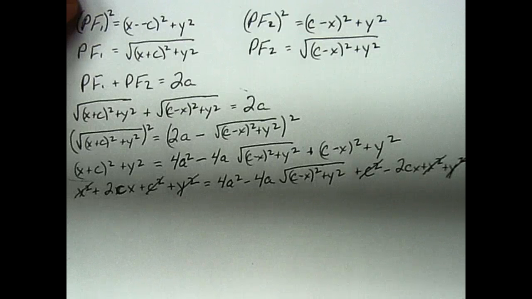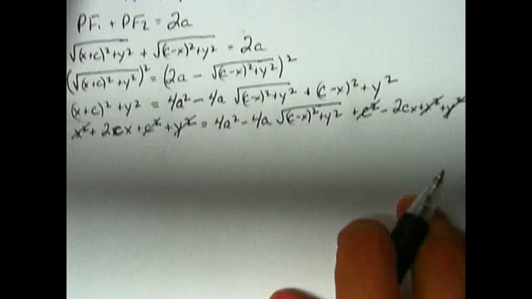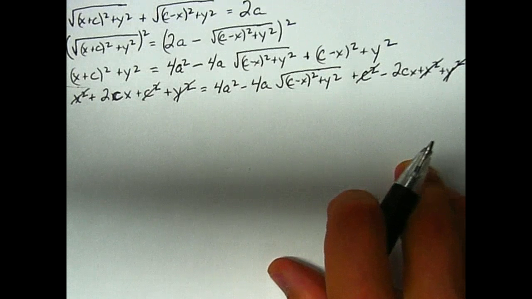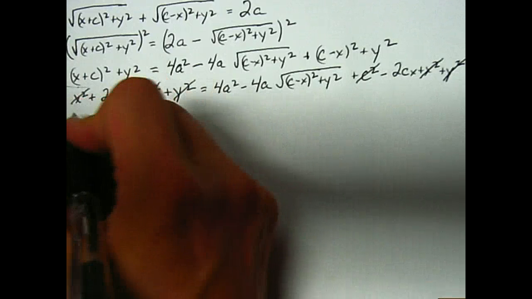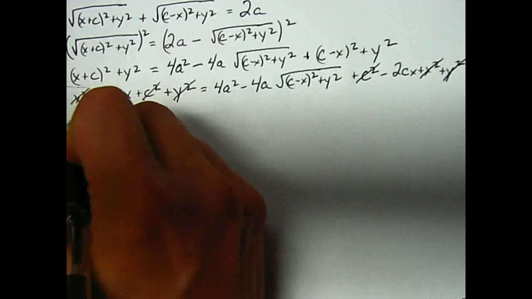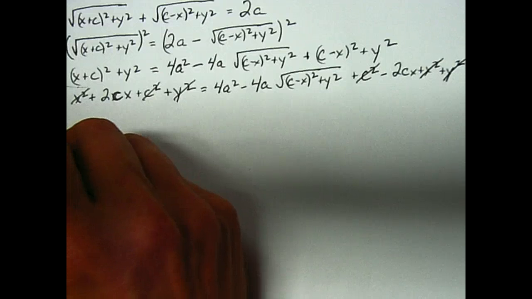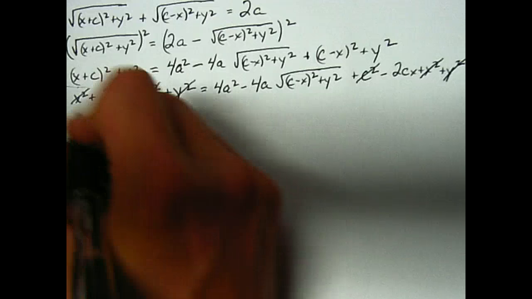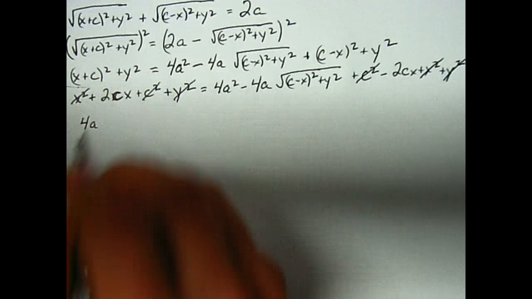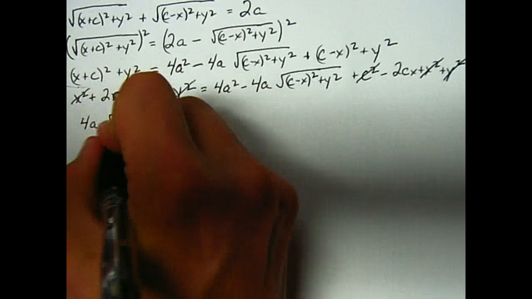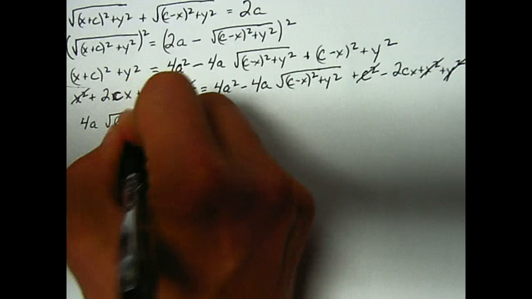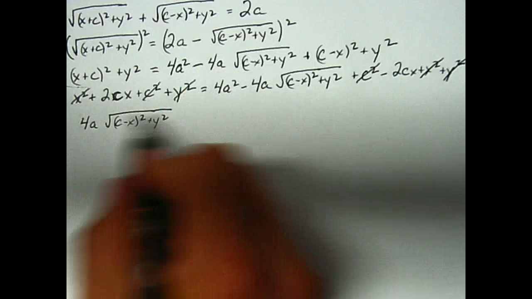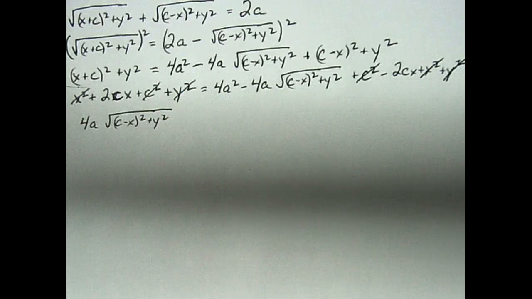Okay, so what I want to do now is get rid of my other root sign. So I'm going to isolate it on one side. I'm going to add that root sign, minus 4a root of c minus x squared plus y squared, to both sides. Sooner or later I'm going to write the root sign long enough.